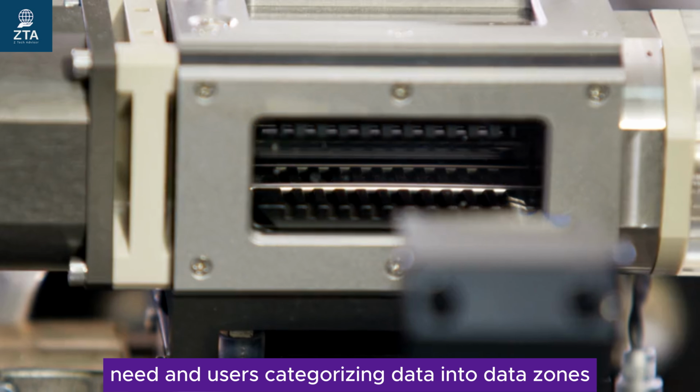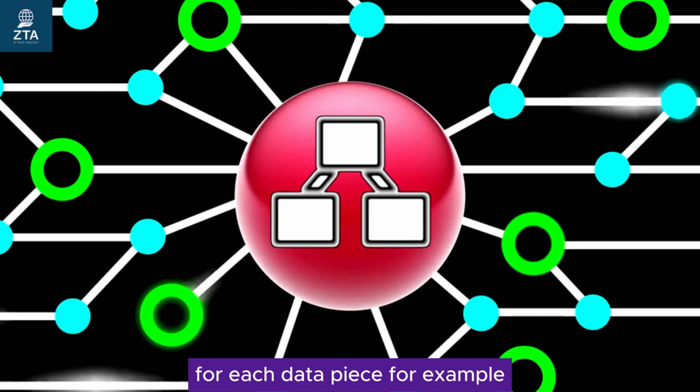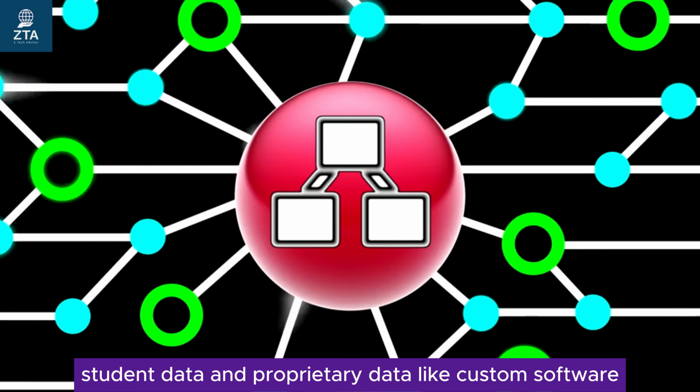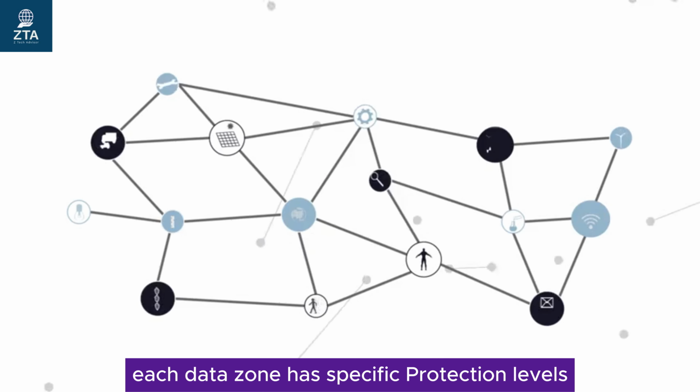Categorizing data into data zones helps define the protections needed for each data piece. For example, a company might have data zones for financial data, student data, and proprietary data, like custom software. Each data zone has specific protection levels.